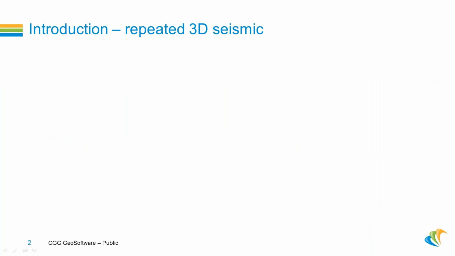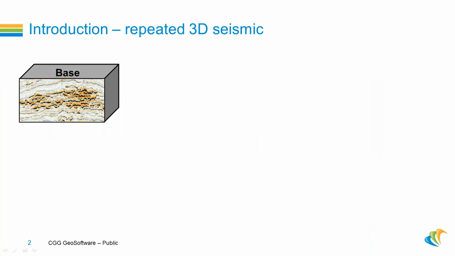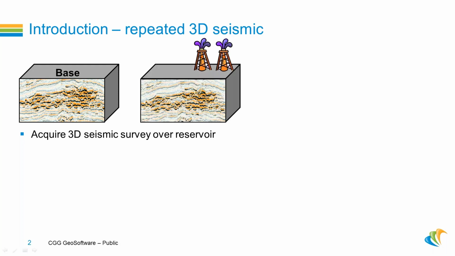In the introduction, you know that we do seismic studies, seismic acquisition and processing, the first time on the field, and we call it the base, for example. Then we do the production on the field. It will affect the fluid, and the reservoir will change. So we do another set of 3D seismic acquisitions, and we process it. We call it a monitor. It could be one time, and we can repeat it several times. It could be many monitors.